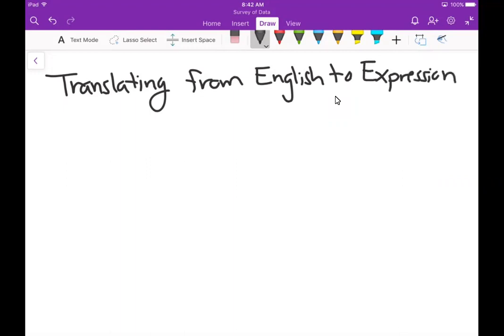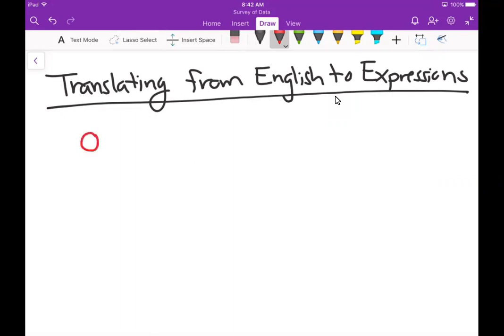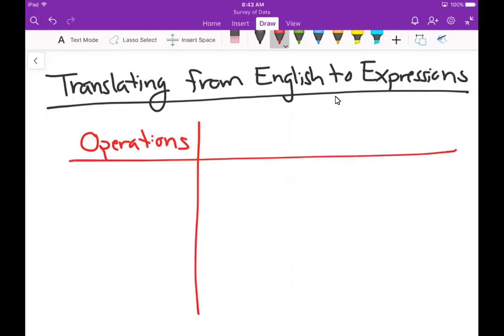How do we do that? And there's all different types of scenarios you're going to come across here. So what I'm going to do is just give you a general table of things that typically come up. So this is not going to cover everything, but might be helpful. So anytime we're talking about operations, what are some words we typically use? So let's start with the operation addition. What are some typical words we'll say in our English language to represent addition?